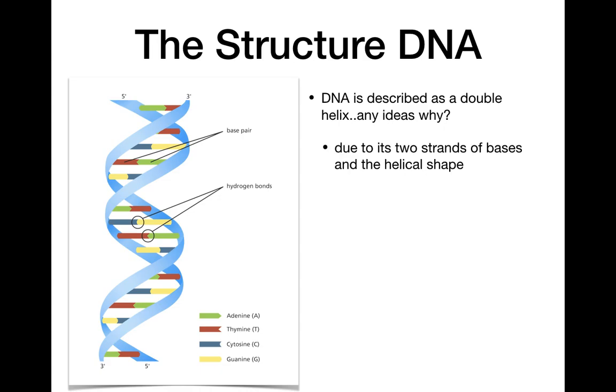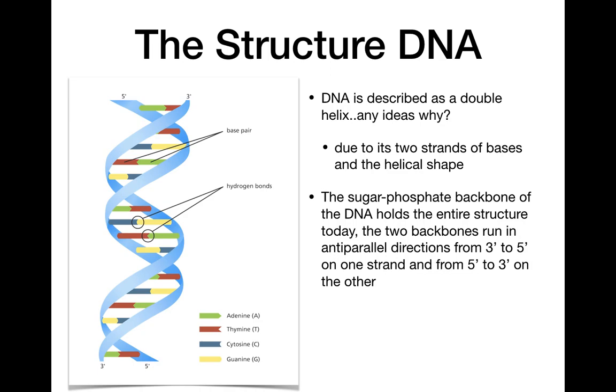Well, it's double because there are 2 strands, so it's not a single strand. There are other hereditary molecules that are single-stranded, but DNA is double-stranded, hence the double, and helix because it has a helical shape to it. And what's happening with this main structure of DNA is it has this backbone.